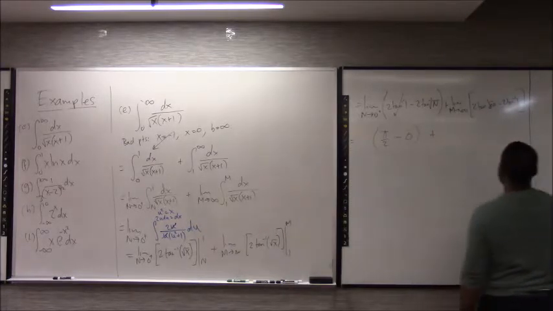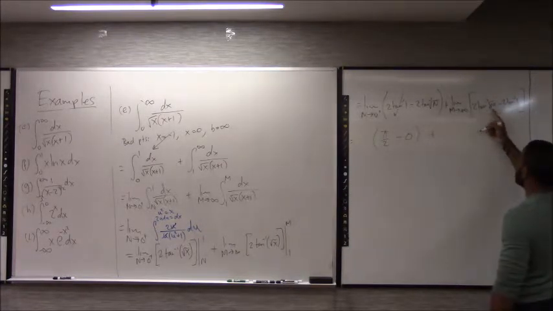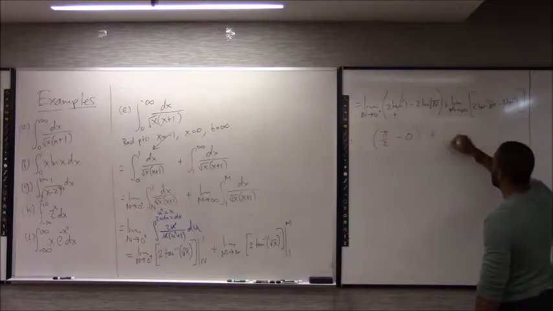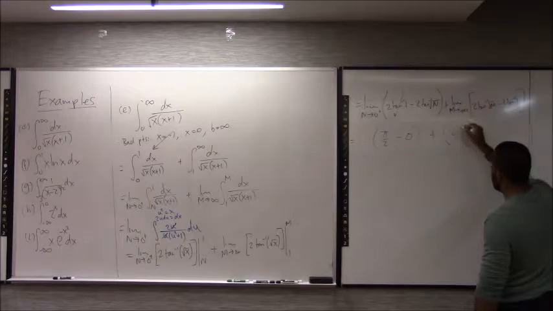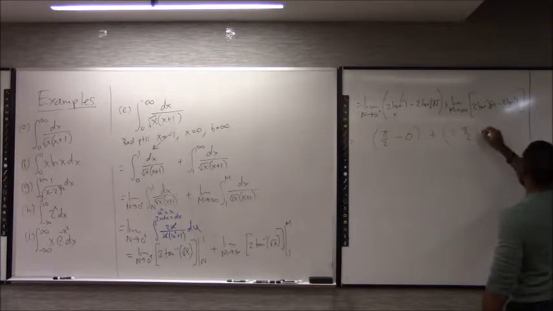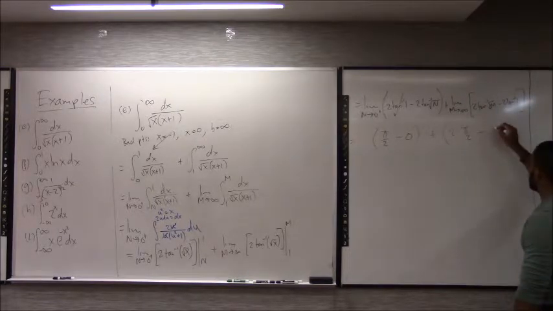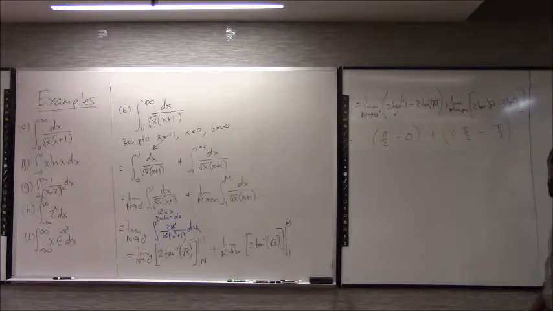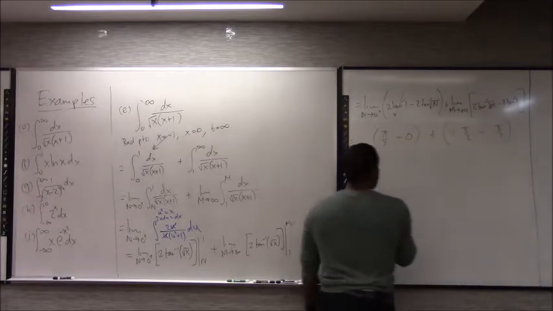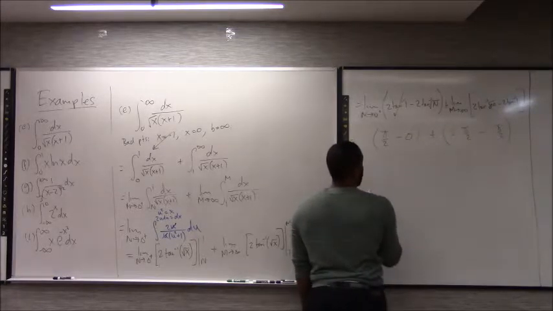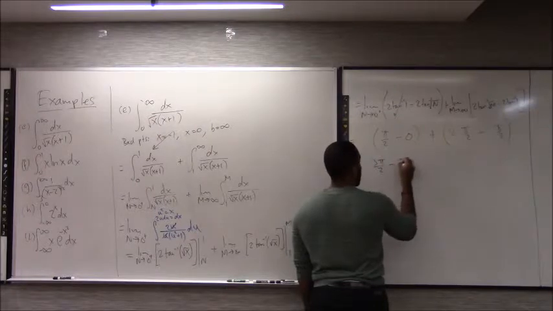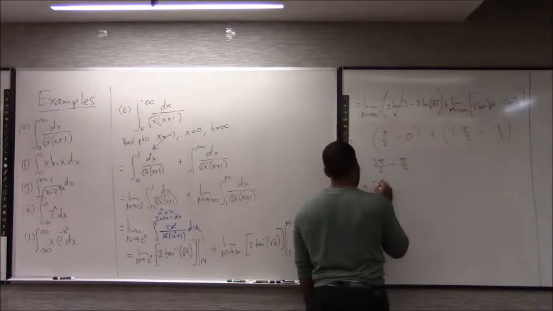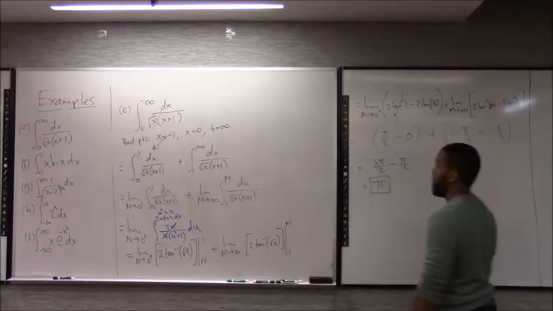The second one, tan inverse of infinity is pi over 2. And tan inverse of 1 is again going to be pi over 4 times 2, so I get pi over 2. So basically, we have 3 pi over 2 minus 1 pi over 2. This guy actually converges to pi.